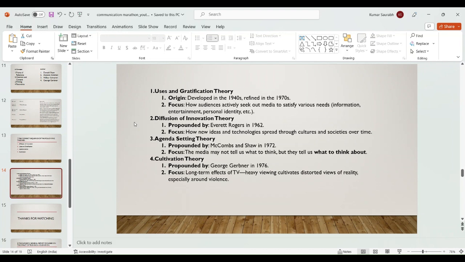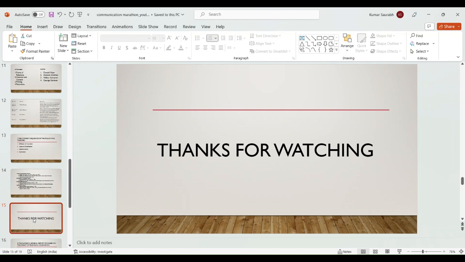Uses and gratification came in the 1940s, and it focuses on how audiences actively seek out media to satisfy various needs. Then diffusion of innovation came by Everett Rogers in 1962. Agenda setting is McCombs and Shaw, 1972, and cultivation is in 1976 by George Gerbner. I'll share more insights into all these theories because I guess it's very important.